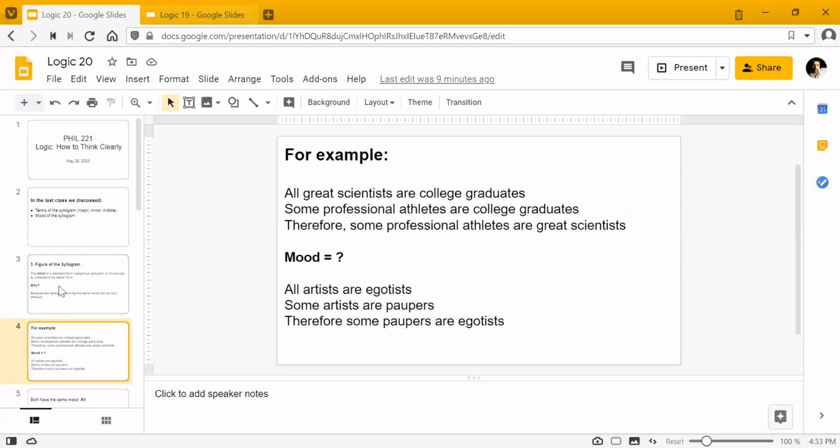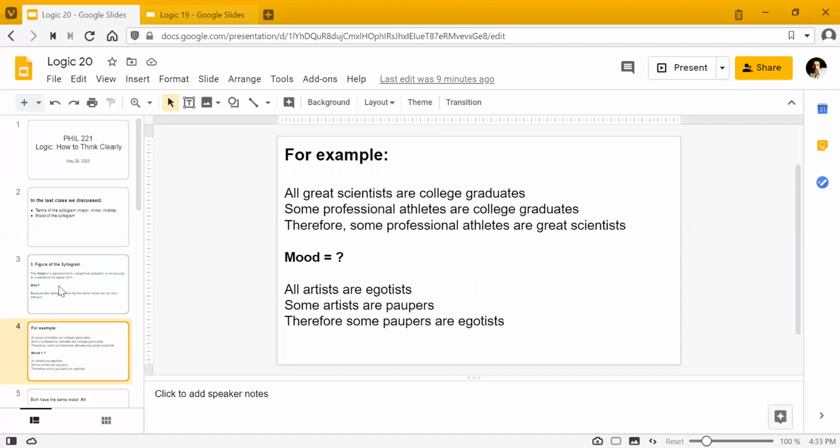For example, let's look at this argument. It says, all great scientists are college graduates. Some professional athletes are college graduates. Therefore, some professional athletes are great scientists. And if you look at the second argument, all artists are egotists. Some artists are paupers. Therefore, some paupers are egotists.